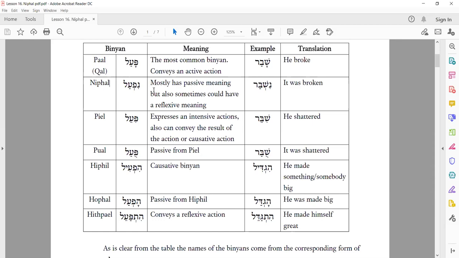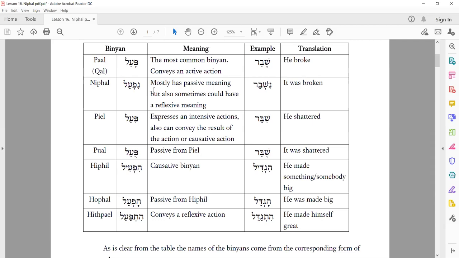And the example is, if we take the word shabar, shabar is to break. So nishbar is, it was broken, or he was broken. Do you see, this is the passive meaning.